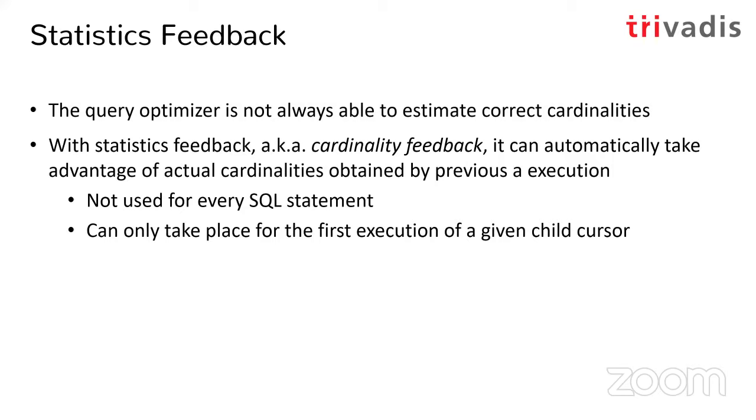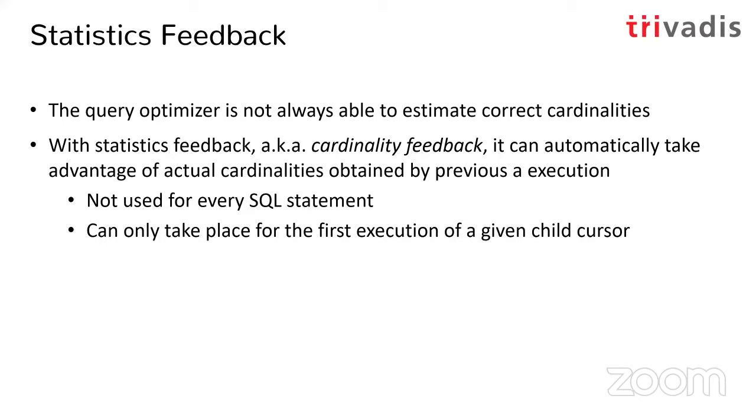Think about executing a statement 2 times. The first execution, you go with an estimate which is not very good. Then during the execution, the SQL engine can learn something: what is the real number of rows that are processed? And then it keeps this information as a feedback, as they call it, and uses the information to produce a new child cursor.